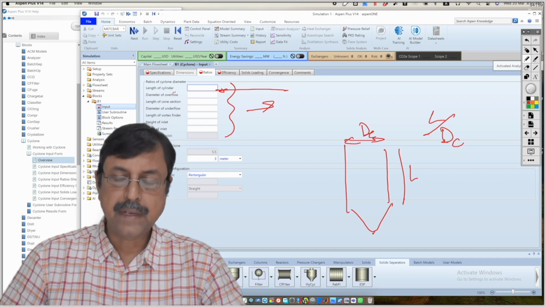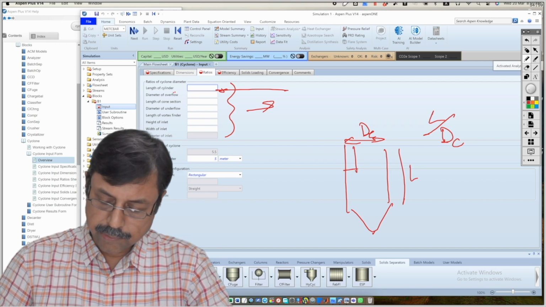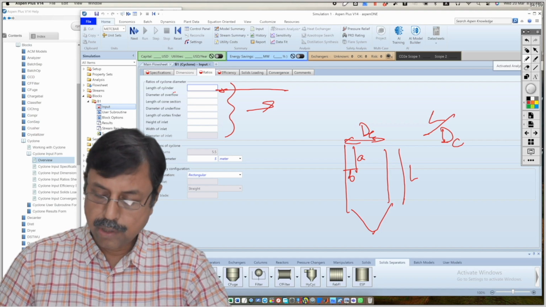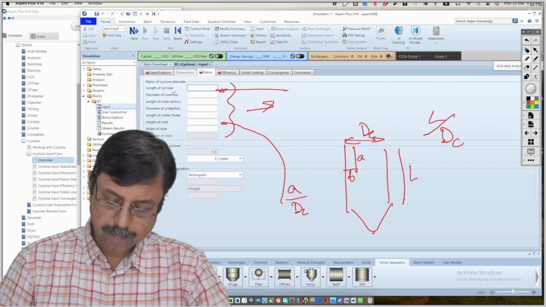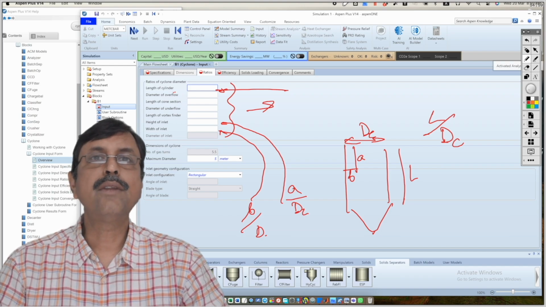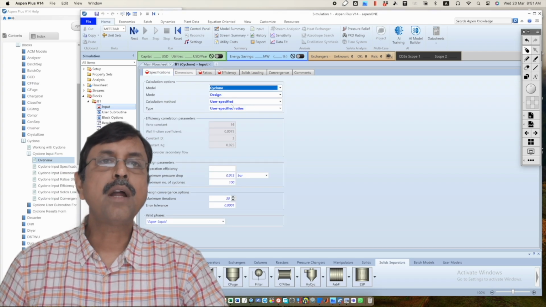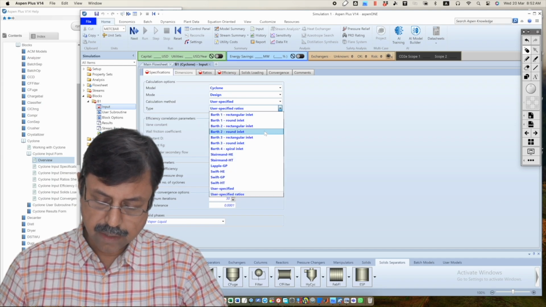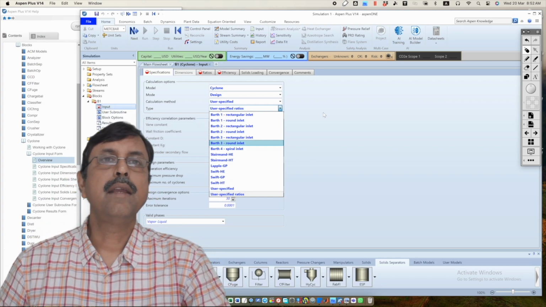Okay. So height of inlet. Suppose this is a rectangular inlet that you are talking about. So the height will be A and width will be B. So you have to provide A by DC over here and B by DC over here. So like that you have to provide this information. Okay. And if you do not want that way, if you want to use standard types, then you can use any one of them. Now, to understand it better, let us go to the help file. It will explain in a better manner.